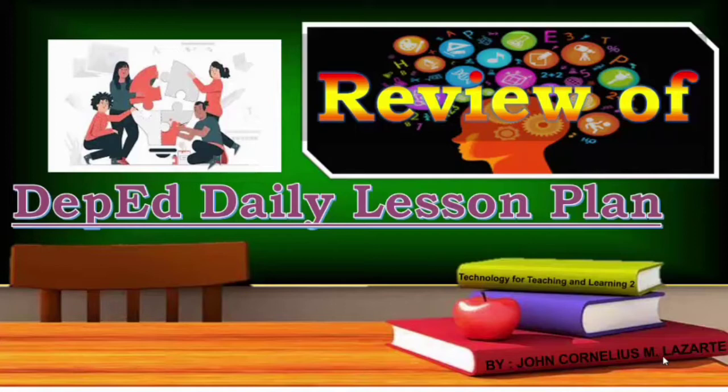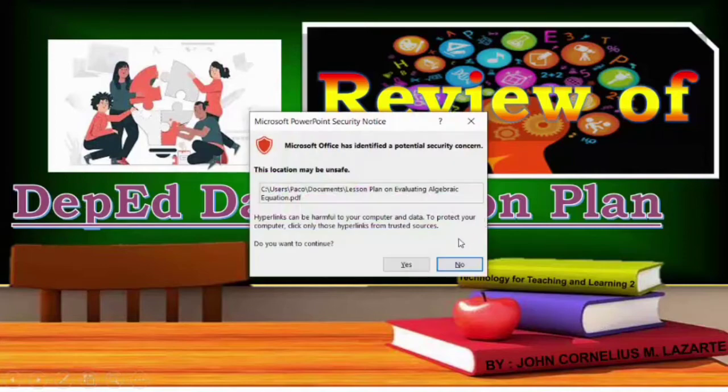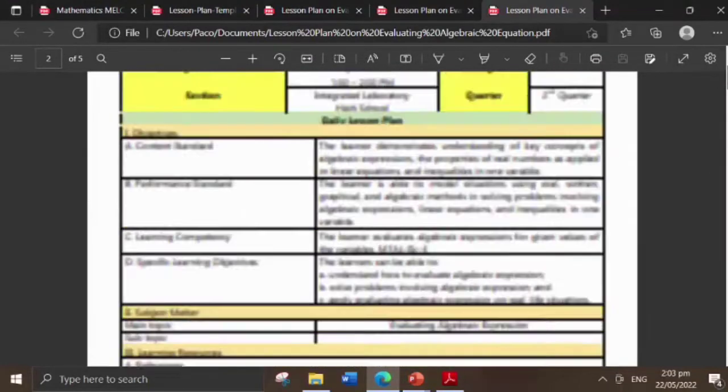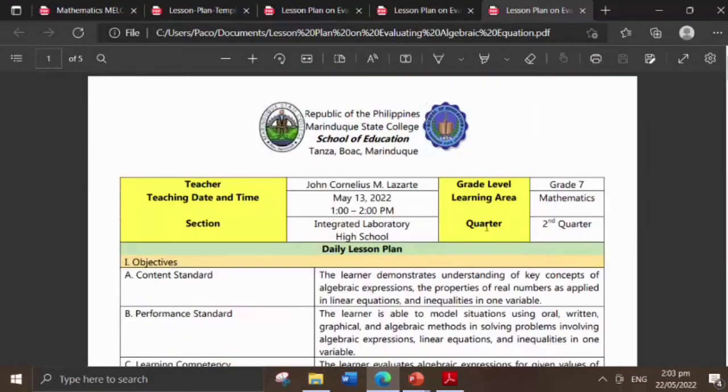So now let me give you an overview or review about the DepEd daily lesson plan, which is a detailed lesson plan. So we're going to discuss every part in detail. Okay, let us begin. In the upper part, we can see the teacher, teaching date and time, the section, and I filled it up with my name and the date when I'm going to teach, May 13, 2022, 1 to 2 p.m.